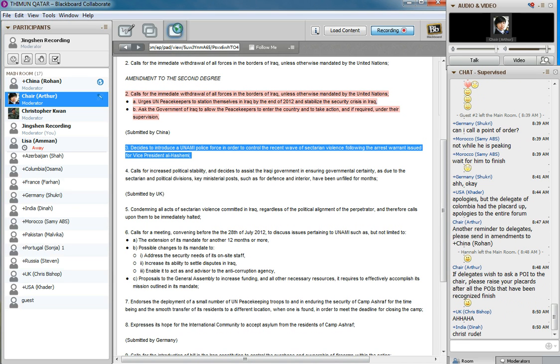That is in order. The amendment reads to add clause 3, decides to introduce a UNAMI police force in order to control the recent wave of sectarian violence following the arrest warrant issued for Vice President Al-Hashimi. The chair sets a close debate time of 4 minutes for and 4 minutes against. Delegate, you now have the floor.